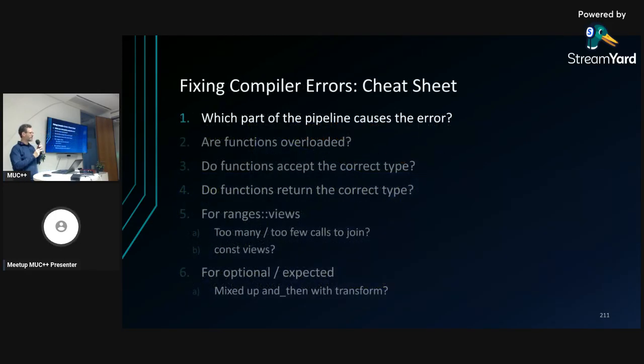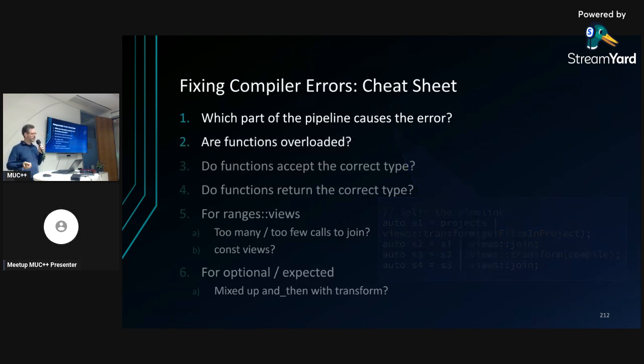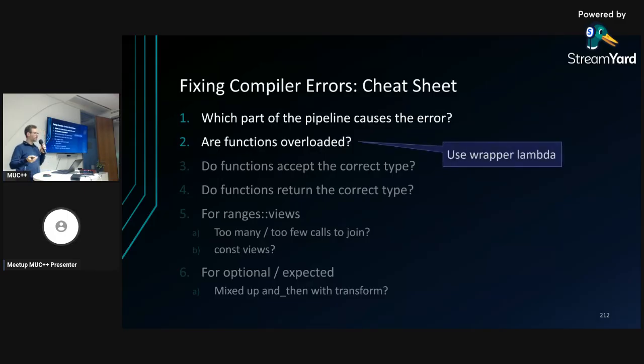Now let's look at the cheat sheet. And we will go from top to bottom. The first question we have is, which part of the pipeline does the error happen in? And if you have trouble pinpointing that, you can split up the pipeline until you know exactly at what stage of the pipeline the error happens. Then, when you know where the error happens, you can ask, is the function that I used there maybe overloaded? If it is, use a wrapper lambda. And this, by the way, is the error we had in our example.